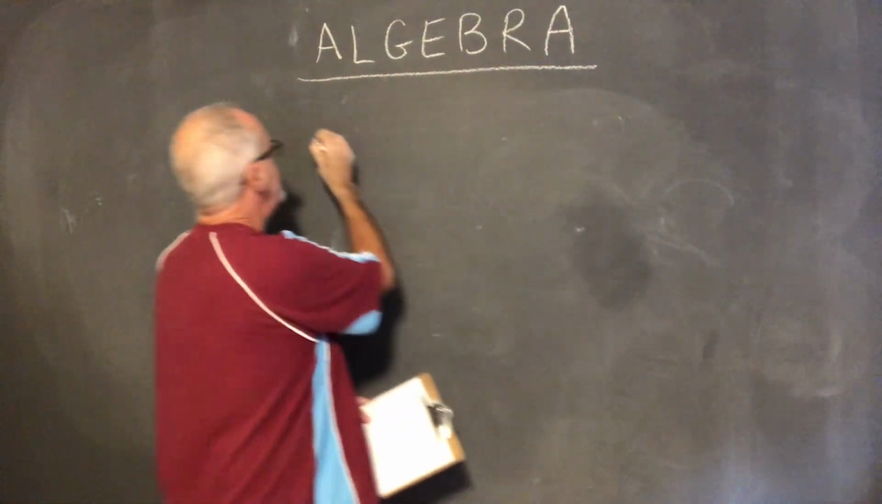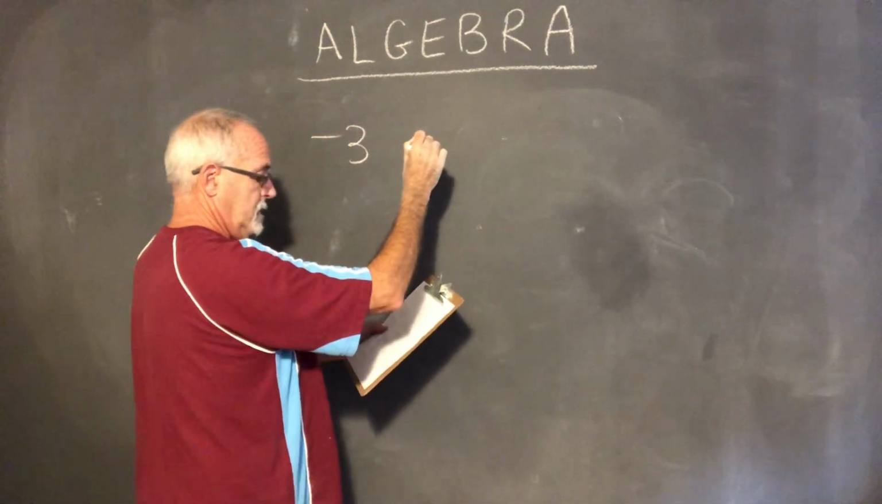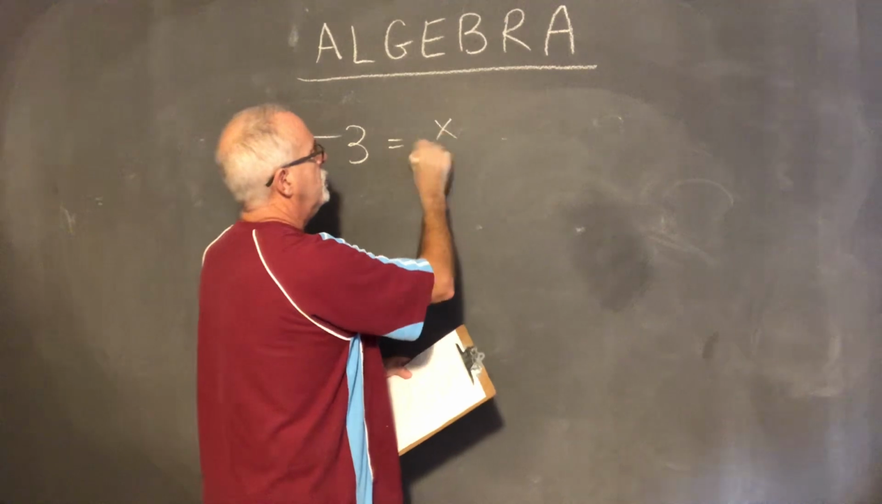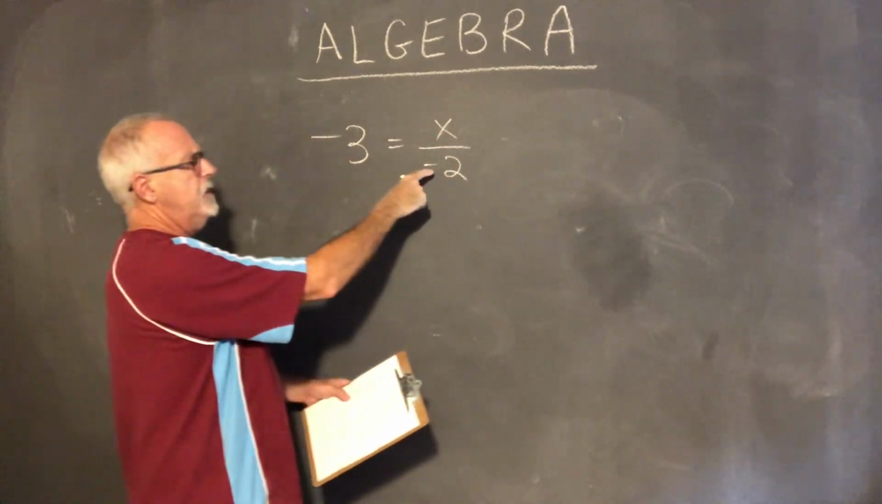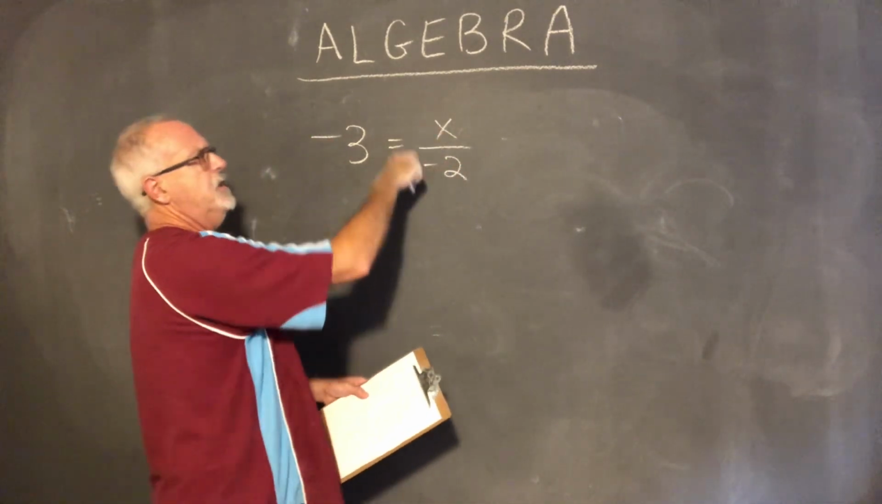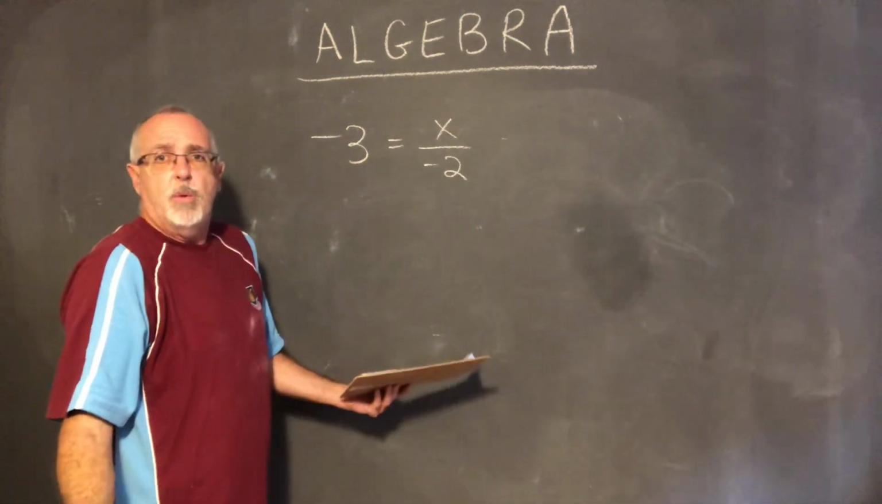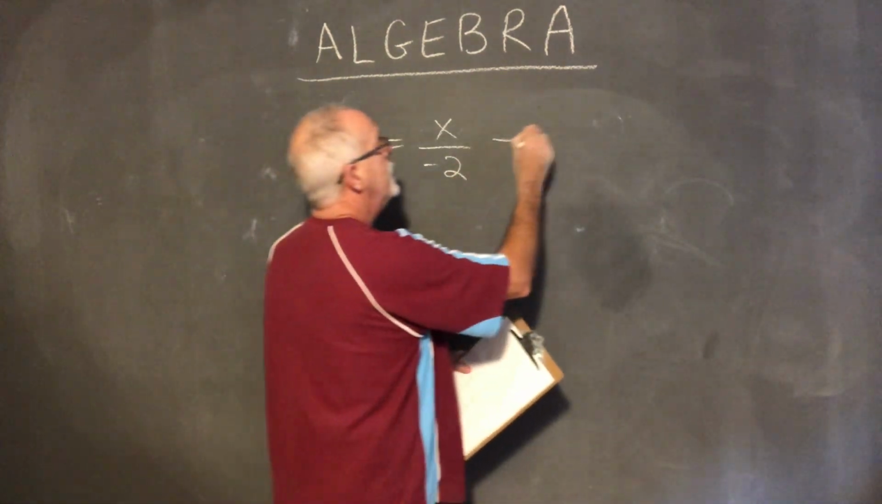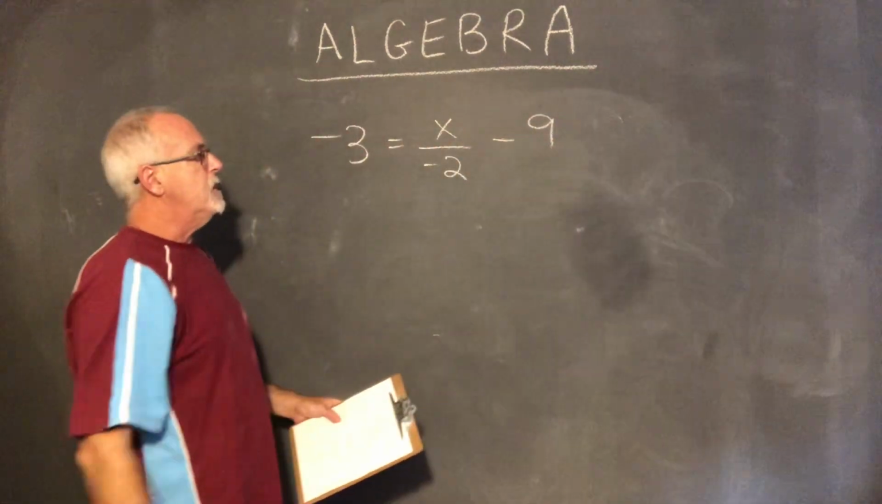Negative 3 equals x over negative 2. Oh, this time there's a negative sign with the number that's in my denominator. Does that matter? Well, no, it doesn't. So long as we follow the rules of algebra, we're going to be able to handle that. Minus 9. We have lots of negative signs in this one.